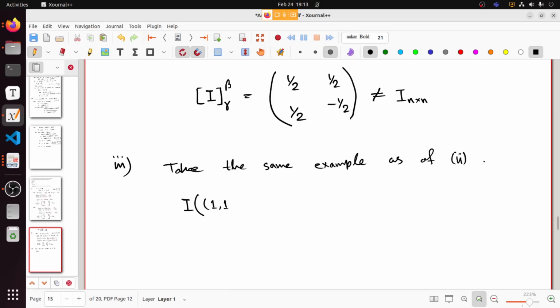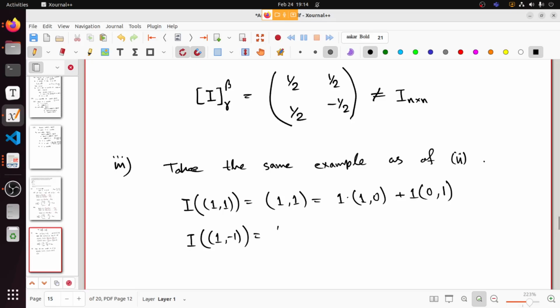So (1,1). Here it will map to (1,1), because it's an identity transform. Now you have to write it in terms of the basis of gamma, meaning (1,0) and (0,1). So you can write this as 1 times (1,0) plus 1 times (0,1), right? Now what will be the I of (1,-1)? This will be (1,-1) because it's an identity transform. Now how can you write this? (1,-1) you can write as 1 times (1,0) minus 1 times (0,1), right?